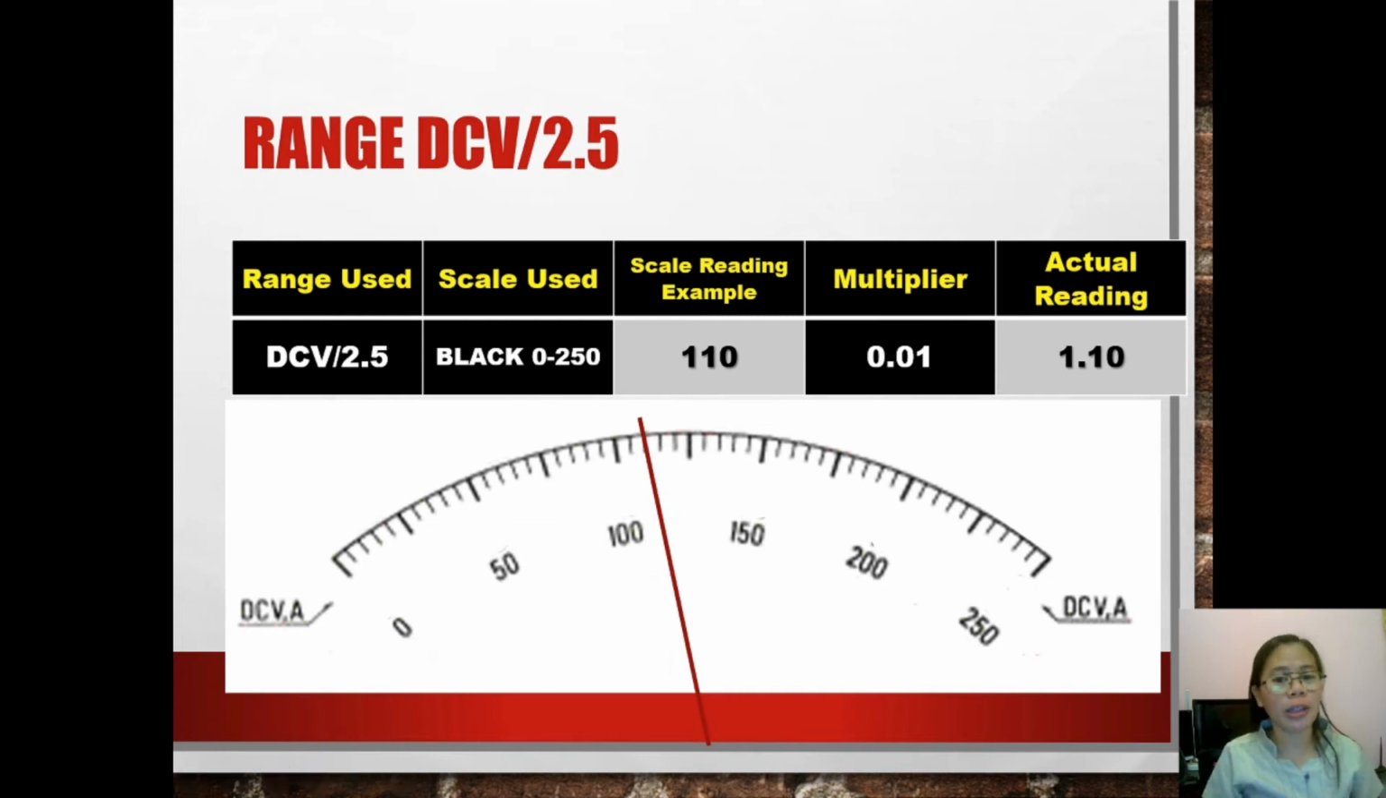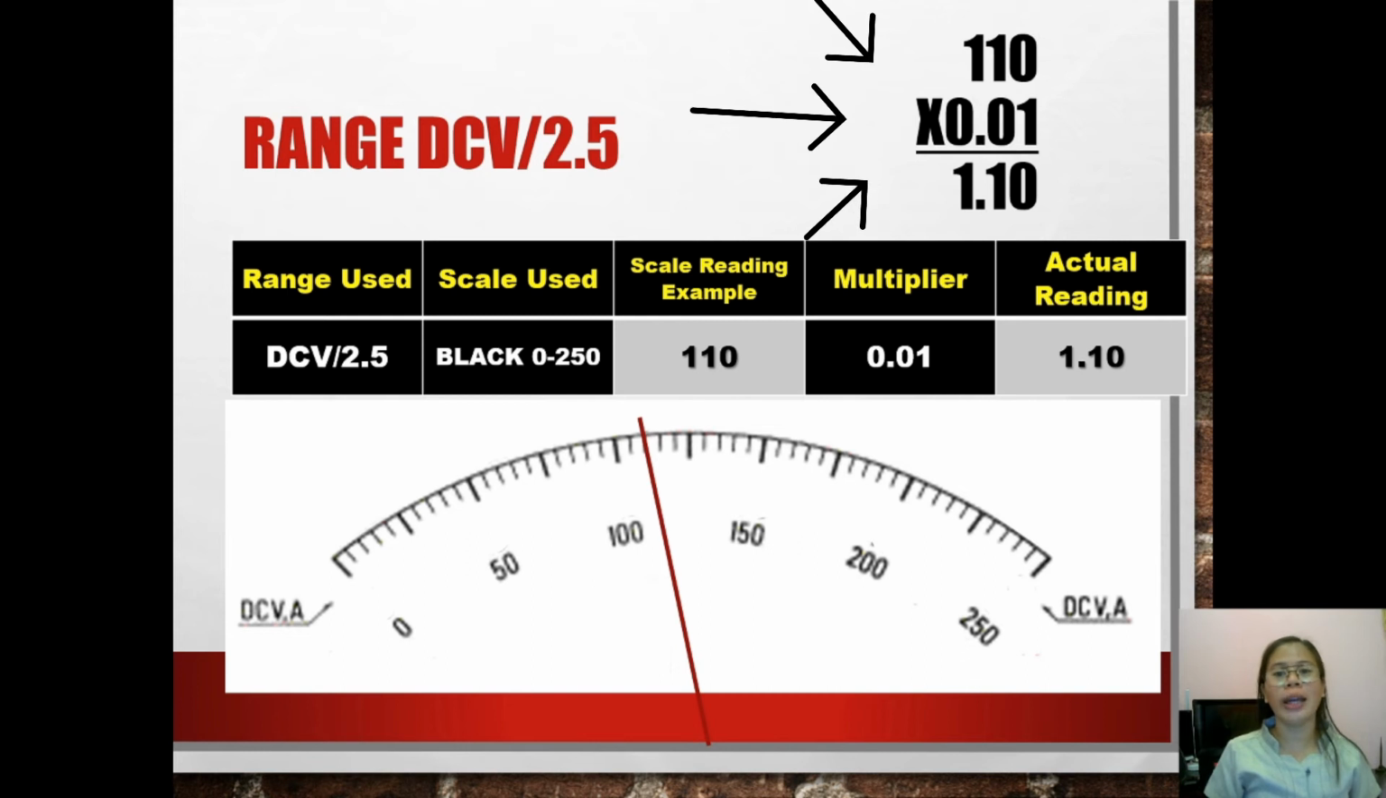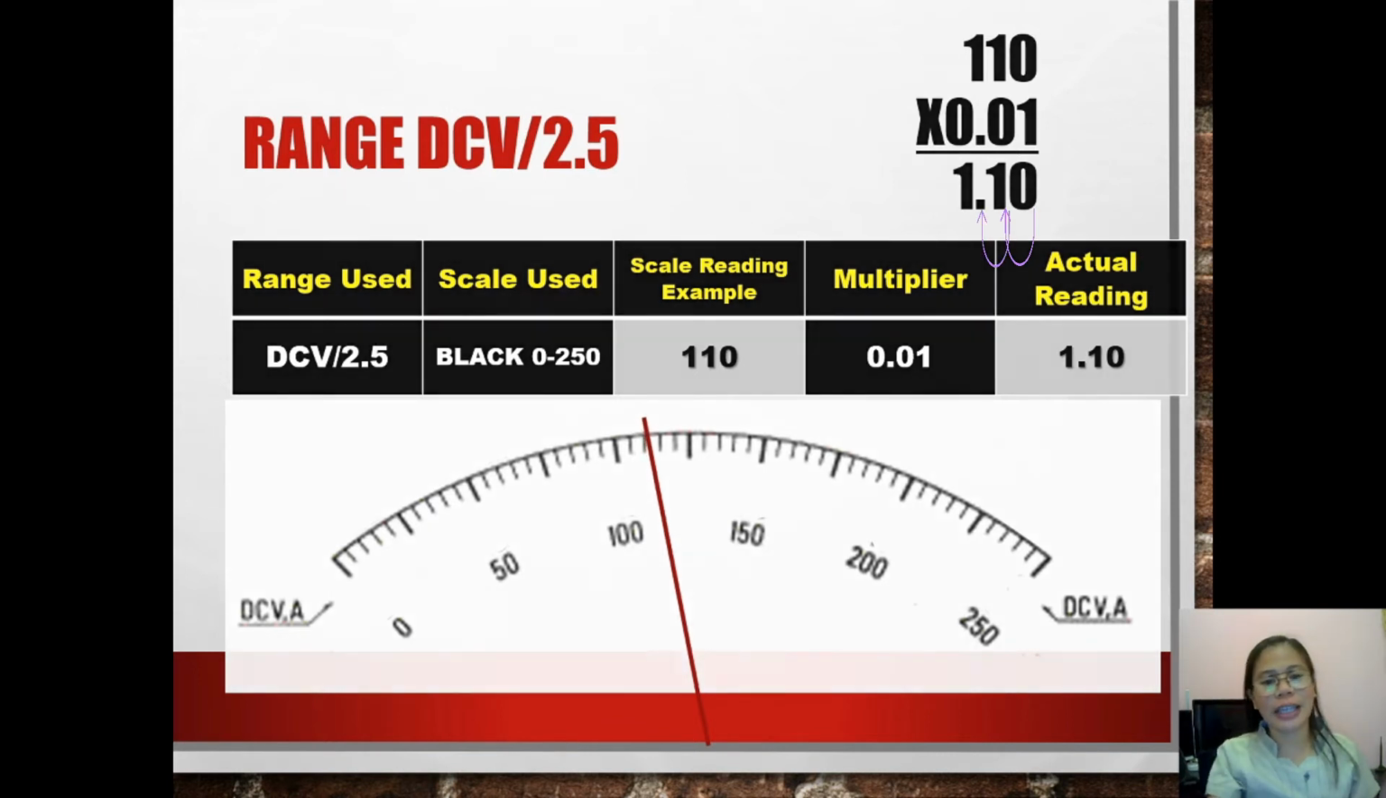So what do you think is our multiplier for the range of 2.5? Very good. Our multiplier is still 0.01. Alright. So what is our final actual reading or total actual reading? It is 110 times 0.01 is equal to 1.10. If you don't want to use the multiplication again, just move the decimal point 2 decimal places to the left. Okay, let's have another example.